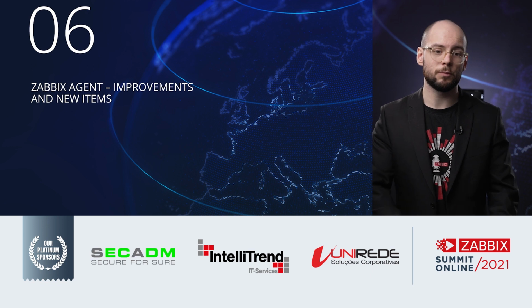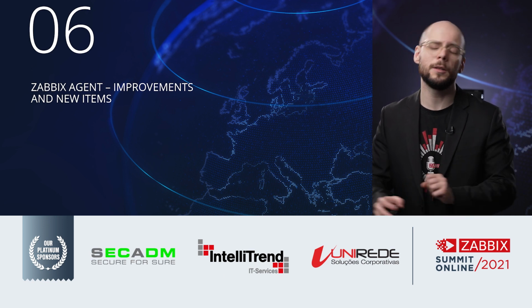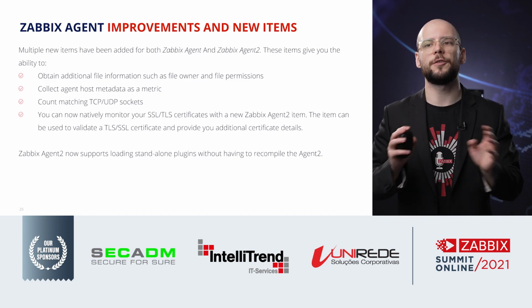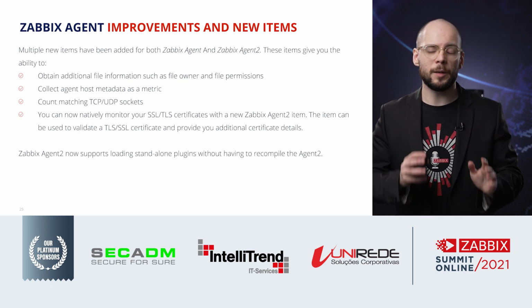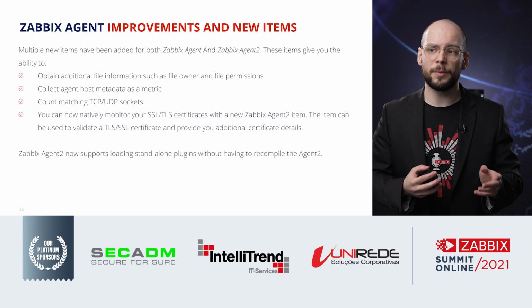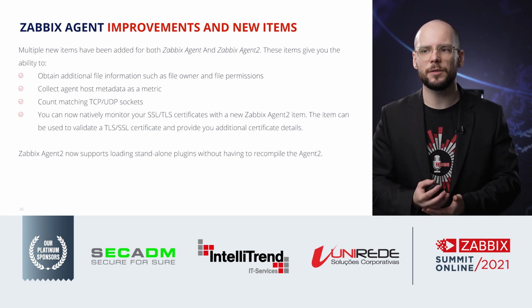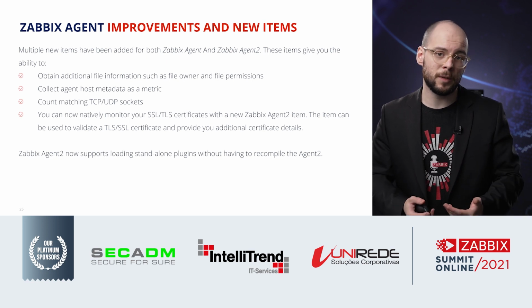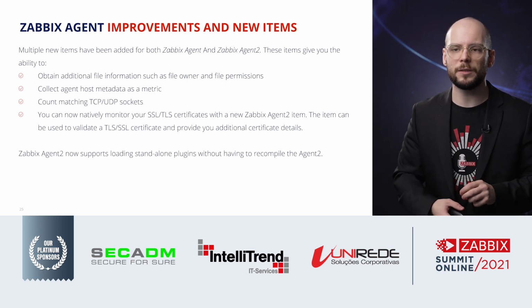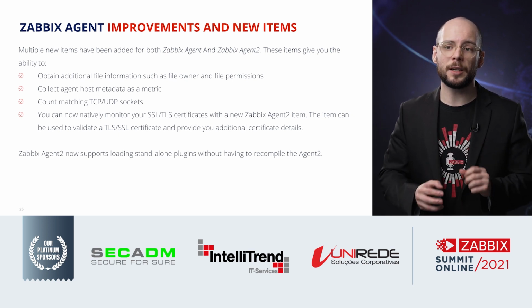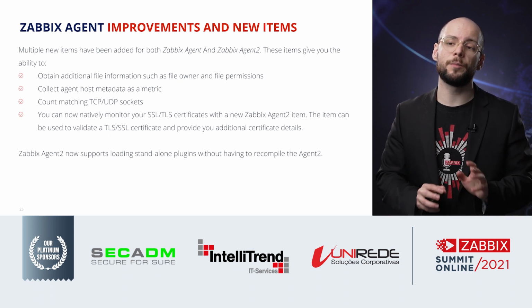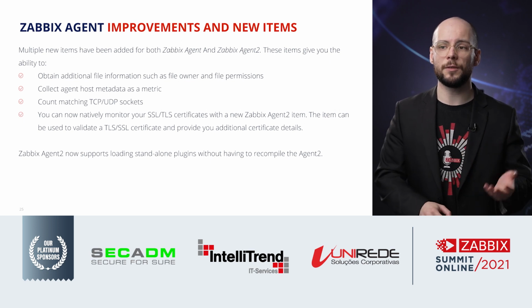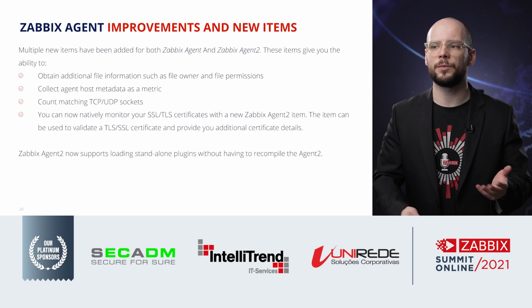Next up, agent. Once again, something that will have a separate speech on. A bunch of new improvements for both C agent and Go agent, so agent and agent 2. We will be able to obtain additional file information, such as the file owner and current file permissions. We will finally now be able in 6.0 to collect host metadata as a metric, something that we've seen quite a few people request. Count matching TCP and UDP sockets. And one great improvement is the ability to monitor the SSL and TLS certificates with agent 2. You can check if they're valid, what their expiration date is, and so on.